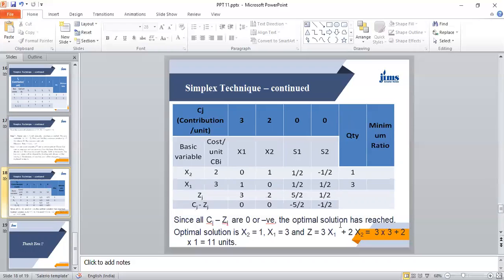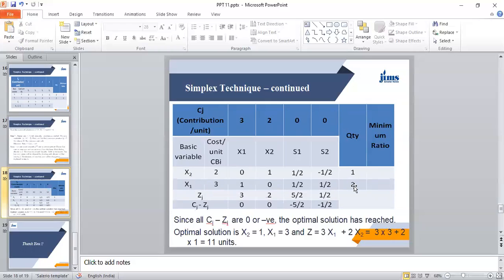So in the final solution, we can see that all the values in the net evaluation row are either equal to 0 or negative. So we have reached the case of optimality. Since all Cj minus Zj are 0 or negative, the optimal solution has been reached. So what is the optimal solution? X2 is equal to 1 unit and X1 is equal to 3 units.